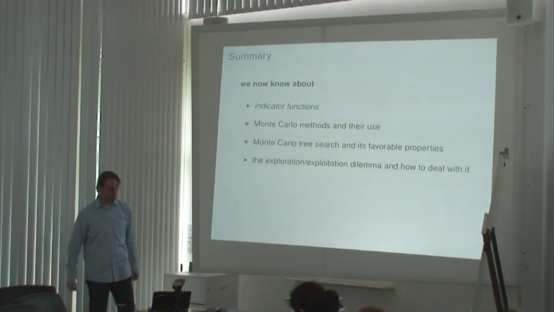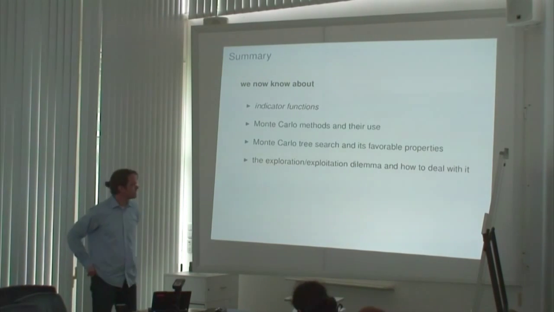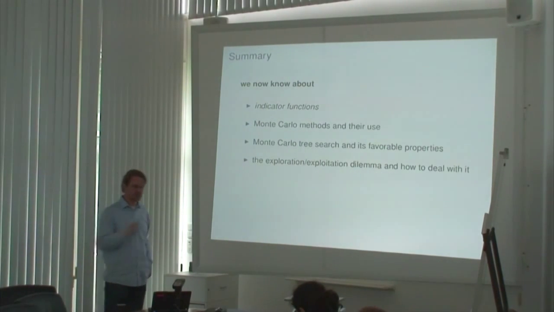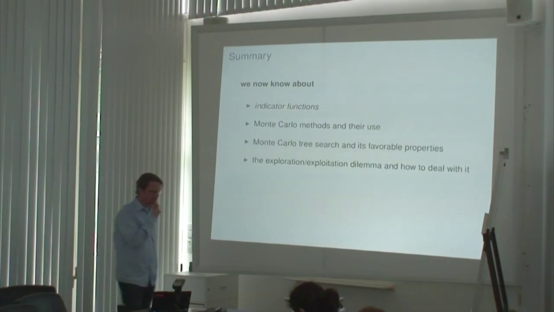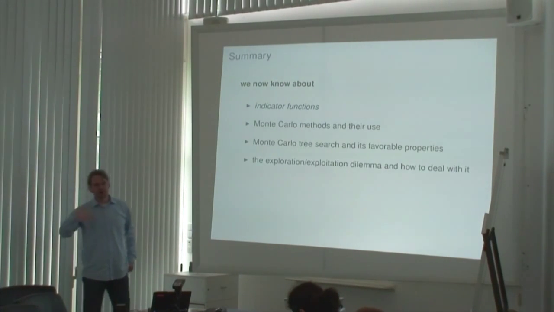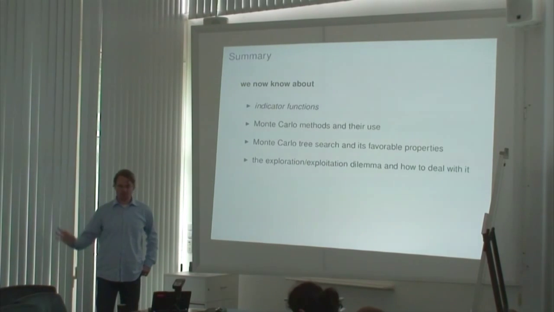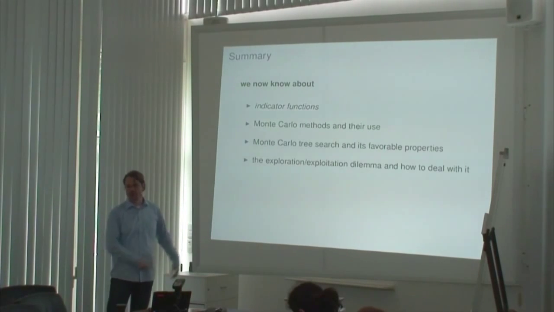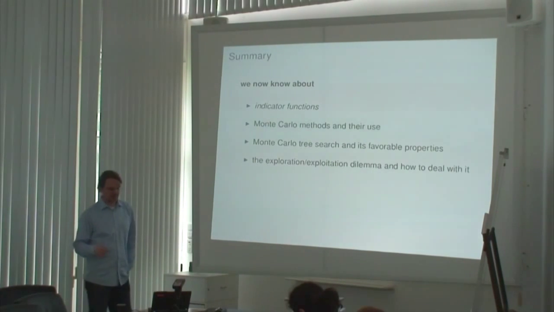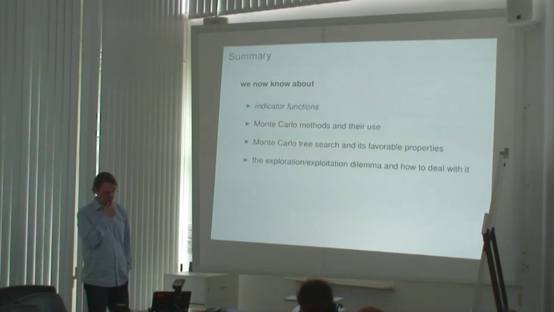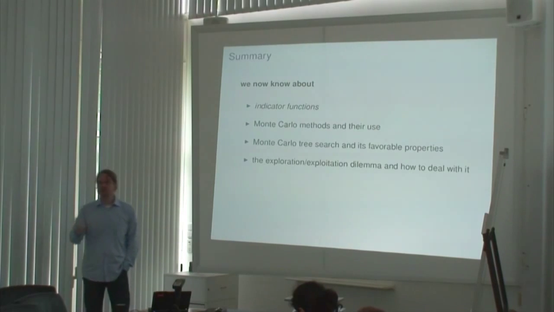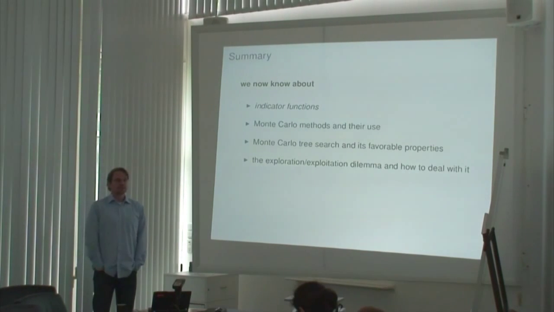And very importantly, we also looked into the notion of the exploitation dilemma and saw at least two strategies, upper confidence bound selection and epsilon greedy selection, as to how to deal with it. And there are many, many, many more with provable mathematical properties, but I'll gladly ignore them all. And next time we have a last look at tree search algorithms, where we look at informed tree search algorithms. So that's all for today.